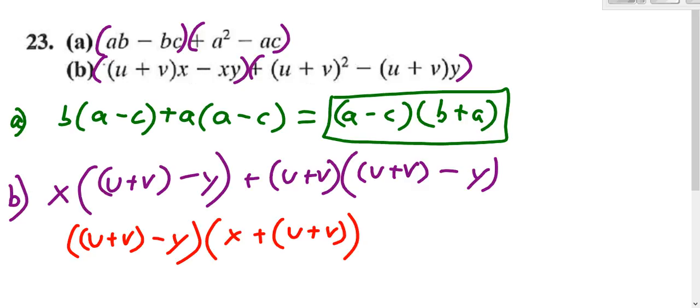And then since there's parentheses and parentheses, you're going to want to simplify that. There's nothing to distribute. We don't have to do anything there. So it's just U plus V minus Y. And then X plus U plus V.